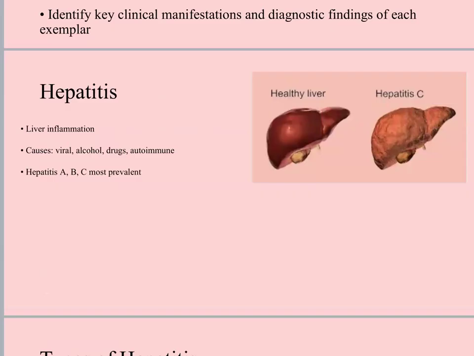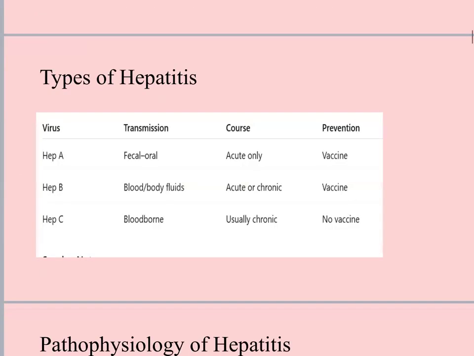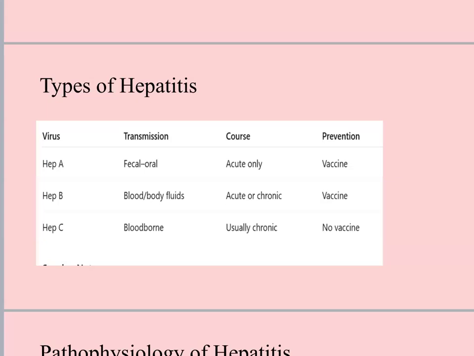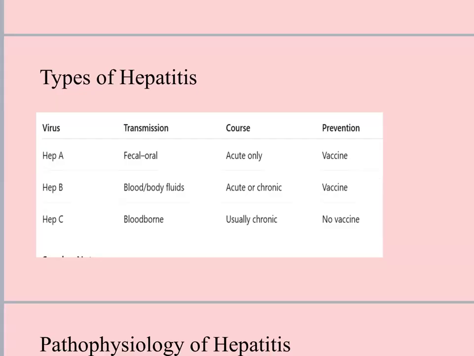Hepatitis is liver inflammation, and it can be caused by viruses, alcohol, drugs, and it can even be autoimmune. There are multiple types of hepatitis, but A, B, and C are the most prevalent. So, for example, hepatitis A has a fecal oral transmission. This is usually the one that, if it's tied to food, like sometimes restaurants will have outbreaks. Not something we want to think about.